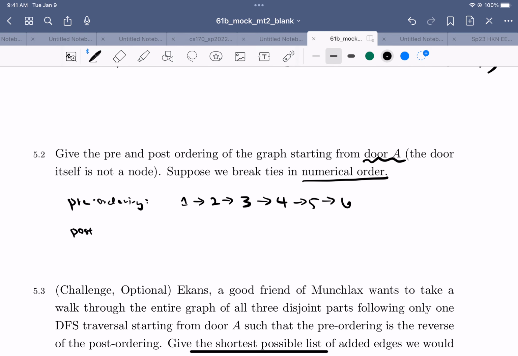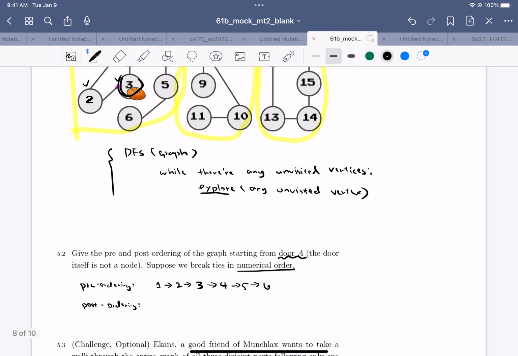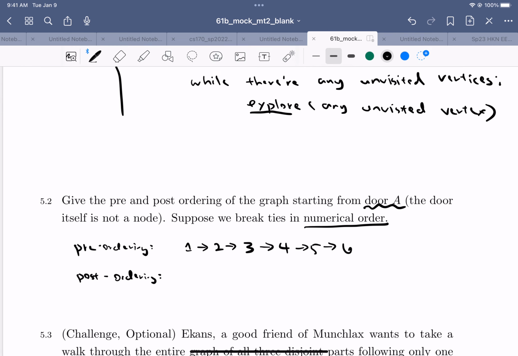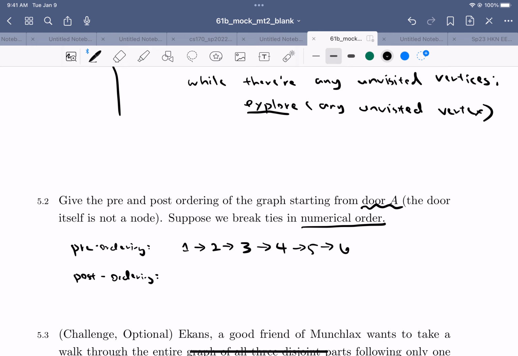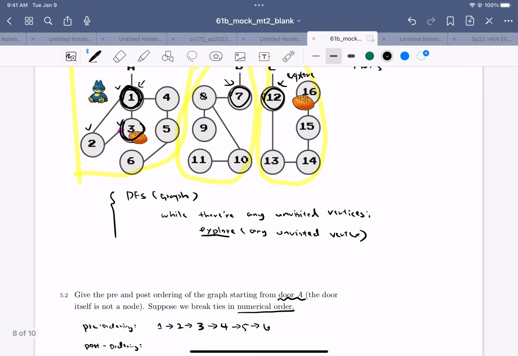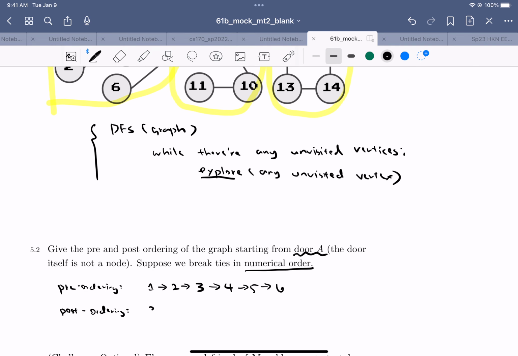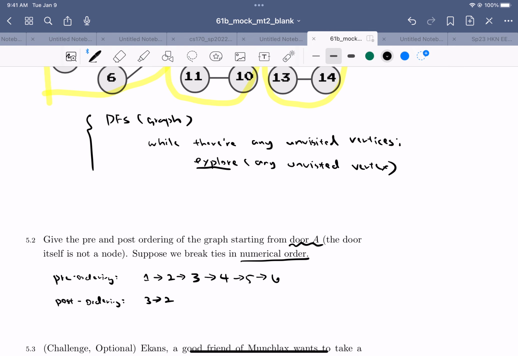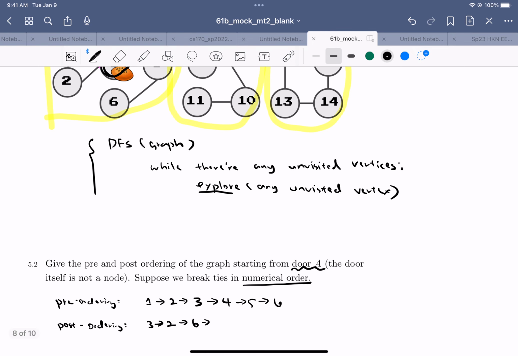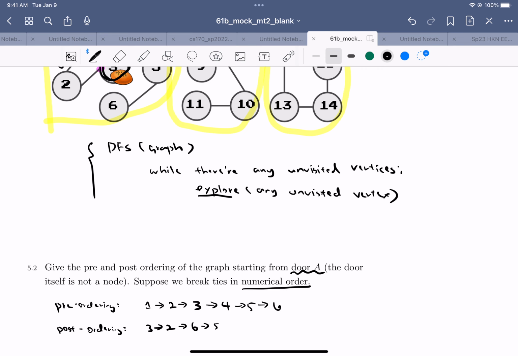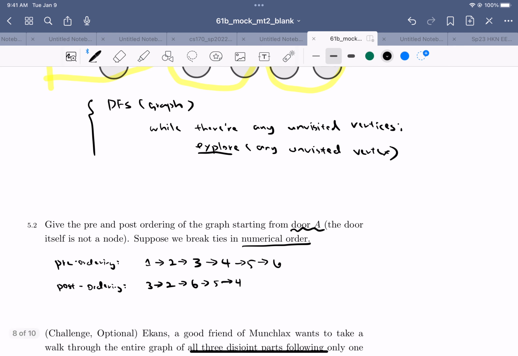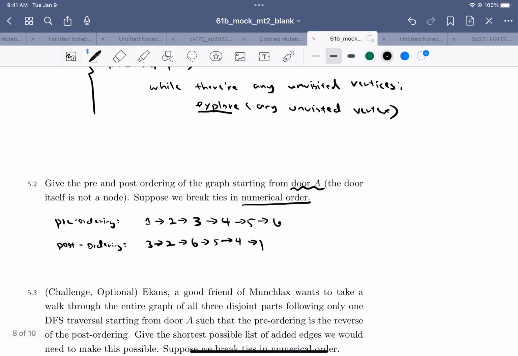And the second step we need to do is to write the post-ordering for this graph. In terms of post-ordering, we just need to write the return of the explore function calls, and it will be 3, 2, 6, 5, 4, and finally 1. So here's the pre-ordering and post-ordering for this question.